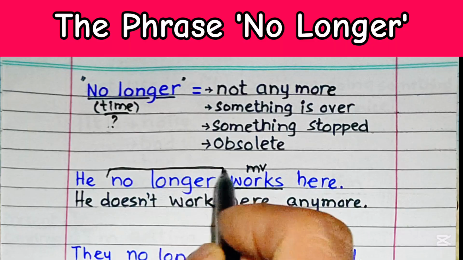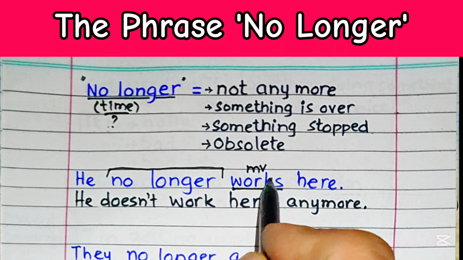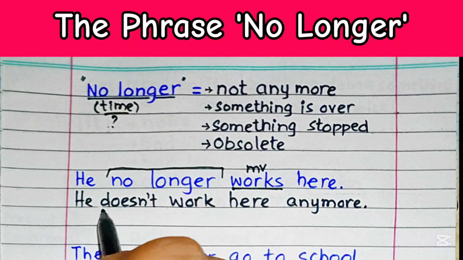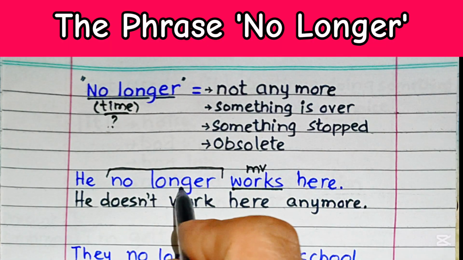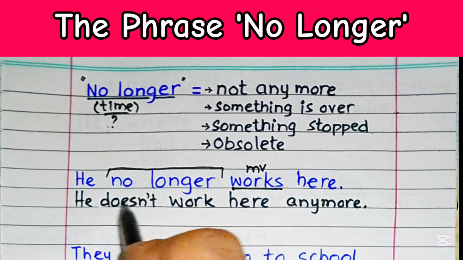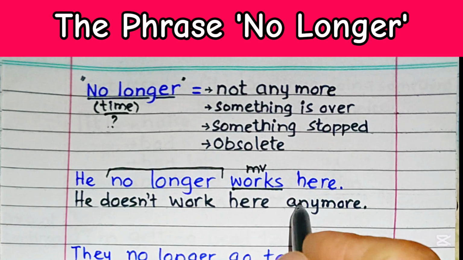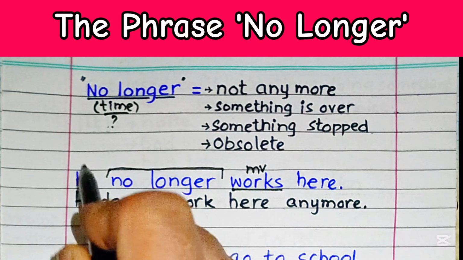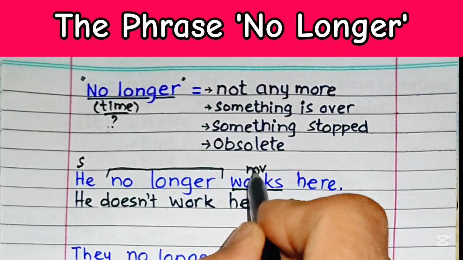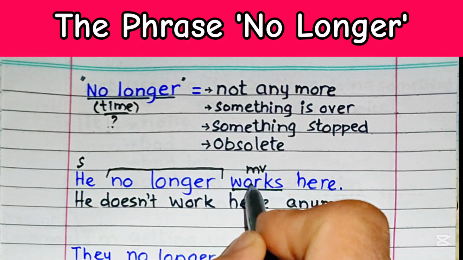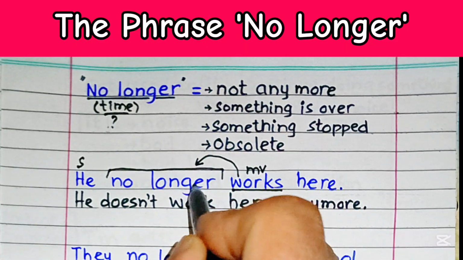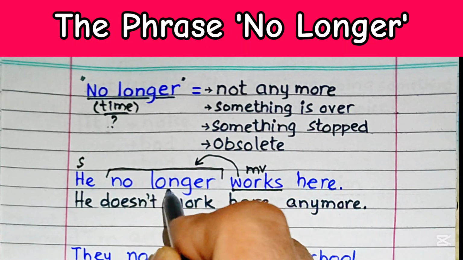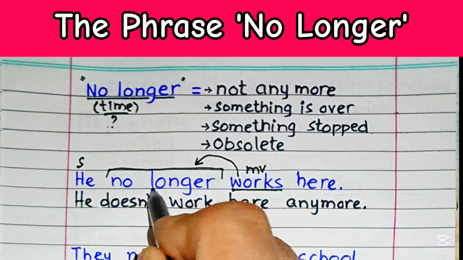He no longer works here. It means he doesn't work here anymore. He was there, he was working there, but he doesn't work here anymore. So this is the subject, and then this is the main verb "works." And before this main verb, we put this phrase "no longer" that describes time.